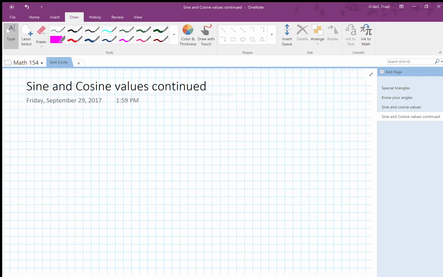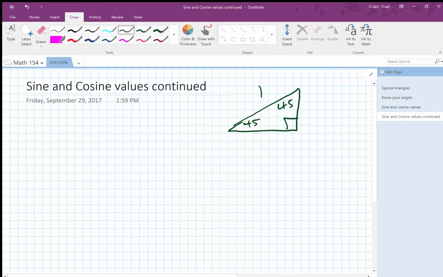So here we are back again talking about sine and cosine. In the last video we discussed 30, 60, 90 triangles, so now we're going to bring in the 45, 45, 90 triangle. And just to remind you, if the hypotenuse is 1, then the legs are going to be the same, and they're going to be 1 over rad 2 and 1 over rad 2.